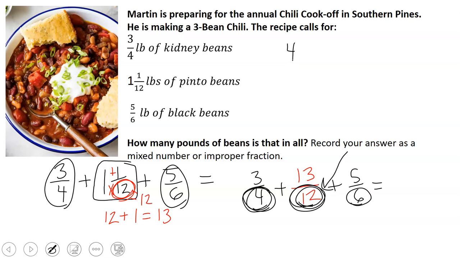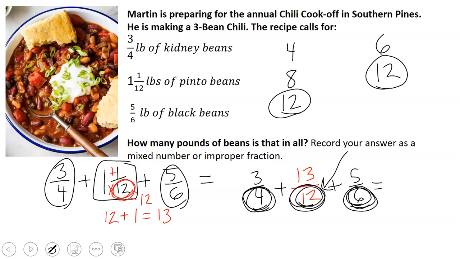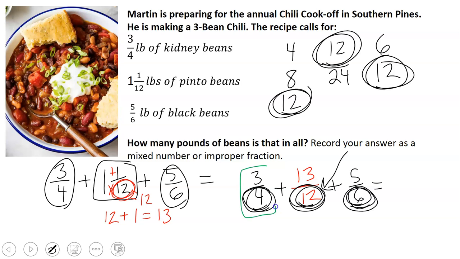So let me go ahead and start: 4, 8, 12. Yes, I end up at 12. Then for the 6s, I know that I can count by 6s and get to 12. 12 is a multiple of 6. And 12, of course, is also a multiple of 12. So our least common multiple is 12. So the denominator I need for each fraction is a 12. So I need to change 3/4 so that it has a denominator of 12.